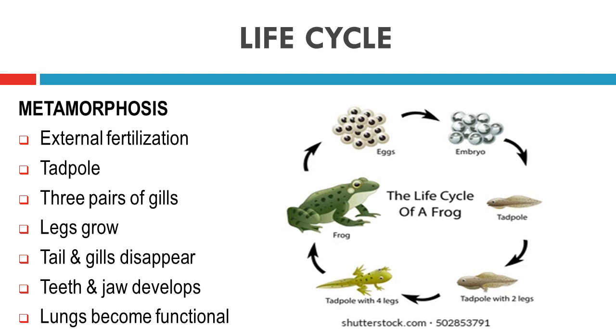Then it moves towards the land. When it moves onto land, of course it needs legs, so it grows the legs. Finally, when it moves onto the land, the tail and the gills disappear, and it produces its teeth as well as a jaw. When it is on the land, of course it needs lungs for its respiratory process, so the lungs become active here. So this is the life cycle of the frog, which we call the metamorphosis process. Clear?